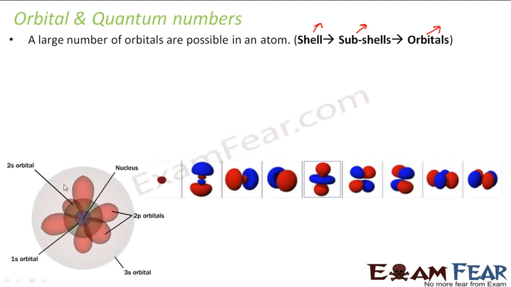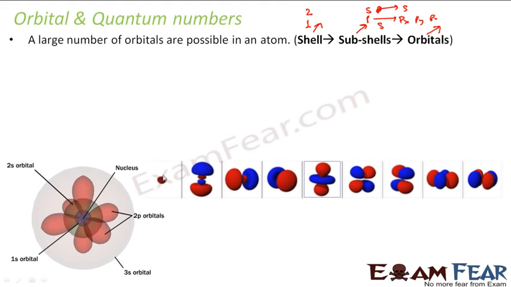For example, you have n is equal to 1, 1s, that is a shell. Shell number 1. In that you have a subshell, s is the subshell. And then you have orbitals, in this case only one orbital. If you talk about n is equal to 2, that is a shell, and there you have two subshells, s and p. For s subshell, there is only one orbital. For p subshell, there are three orbitals, px, py, pz.